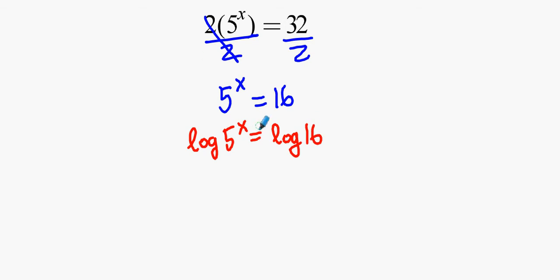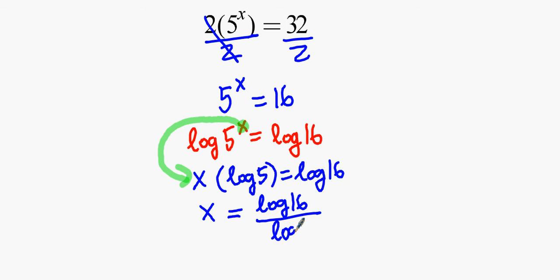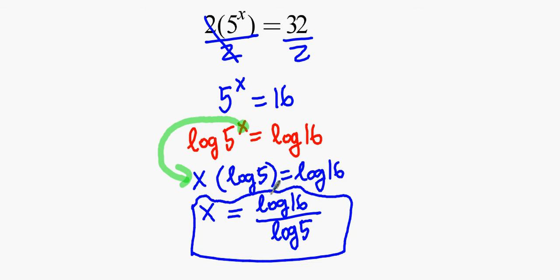Again, this allows me to fish out my x, bring it up front. So now it's going to be x times log 5 equals log 16. So to get x alone, we rip off that log 5 and we're going to put it underneath log 16. We're done. If any of you would like to know what the actual number is, then you have to punch it in the calculator.